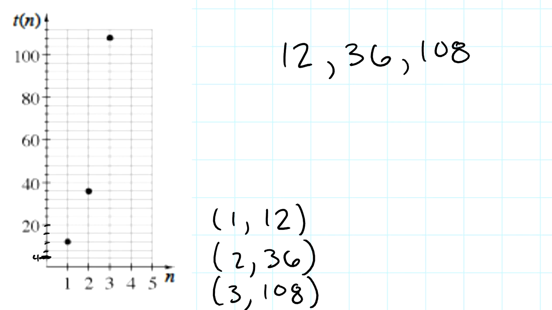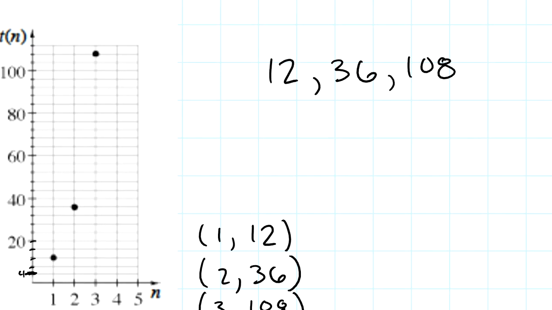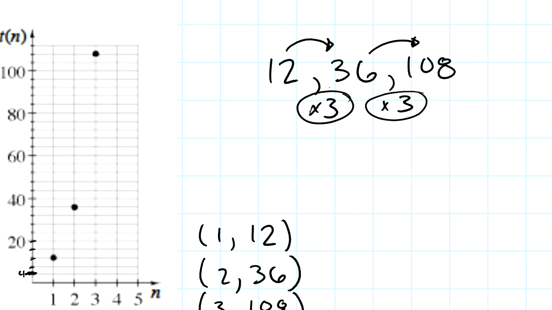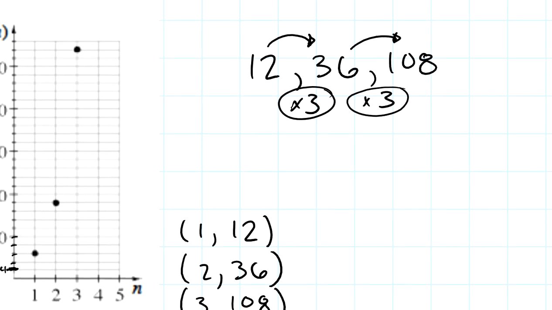Well, I can look at this sequence and I can see as I move from term to term, I'm multiplying by the number 3. And let's not just gloss that over, because sometimes you're like, I don't know what I'm multiplying. So how do you know? Well, you can take a term on the sequence and divide it by the previous term. So for example, if I take the 108 and divide it by 36, well, 108 divided by 36 is 3.